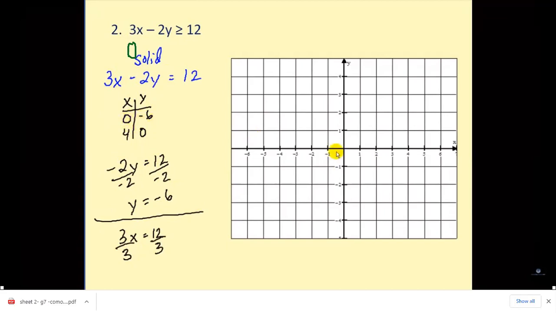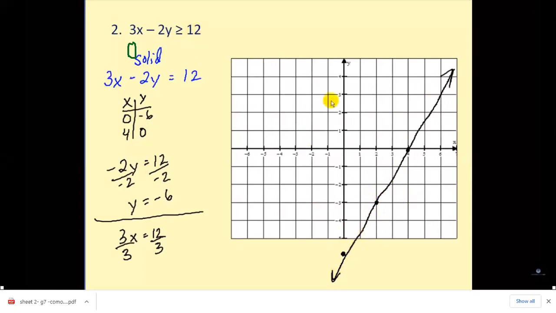Let's plot these two points. Now, 0, negative 6 is off this grid by 1 unit, so I'm going to approximate the point to be there. 4, 0 would be here. So our line will pass through these two points. I did find one more point just to make my graph more accurate. My line's a little bit off, but you get the idea.